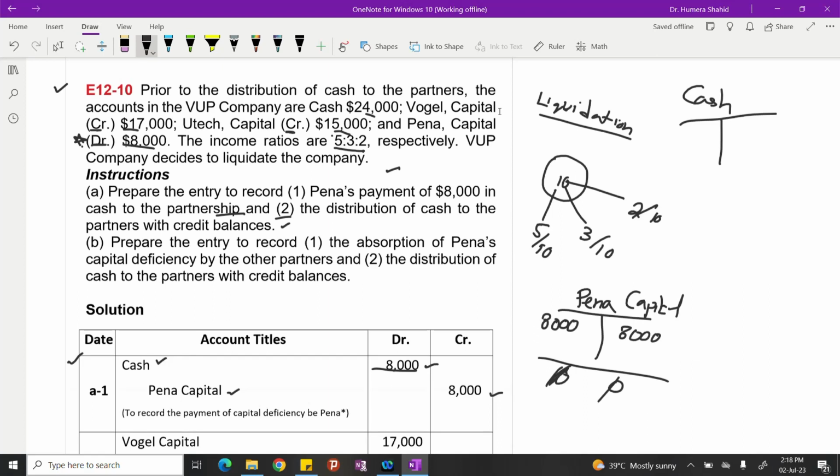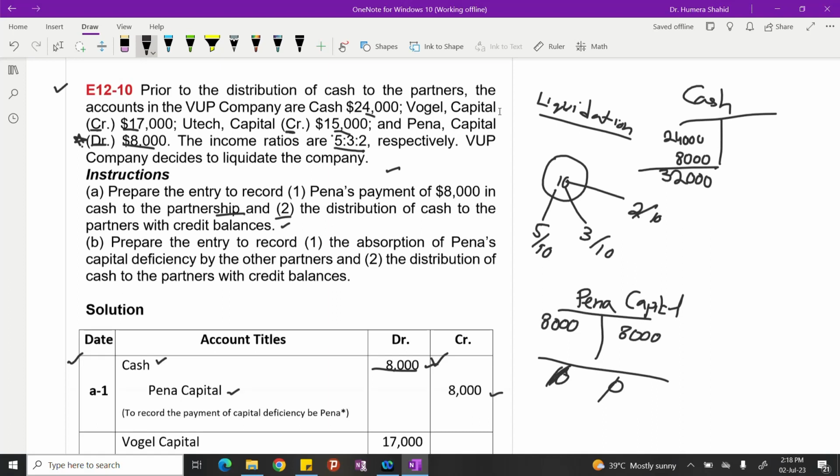Cash. How much was the opening balance for cash? It was 24,000. And now PINA brought 8,000. Can you see? He brought 8,000. Altogether, cash is going to be 38,000.